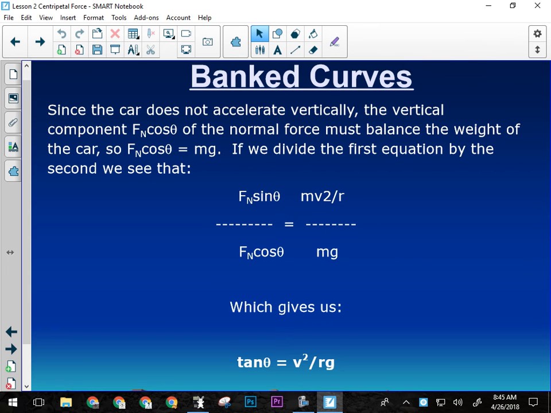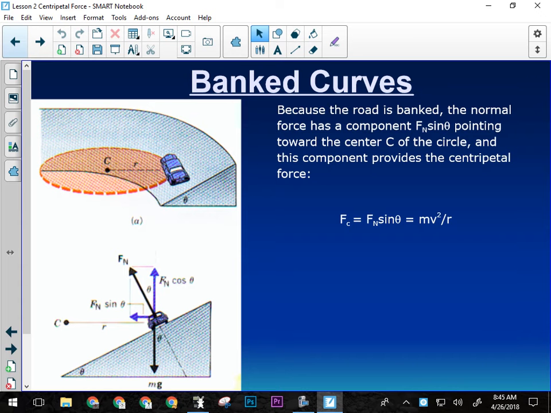So yesterday we left off talking about how banked curves work. We bank a curve in order to get added centripetal force to help us stay in a corner. Having a banked curve can do a couple of things. A banked curve can guarantee, and this is the number one reason to have it, a safe speed regardless of the road conditions.